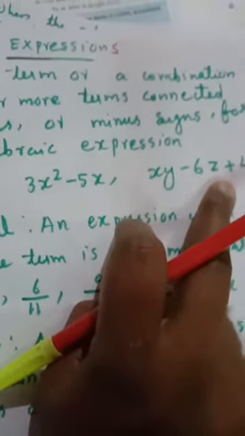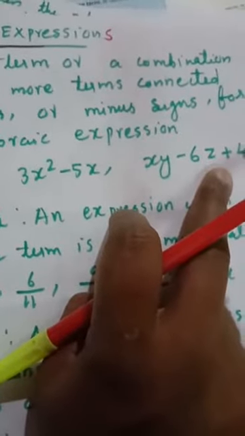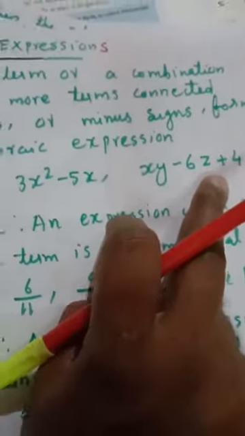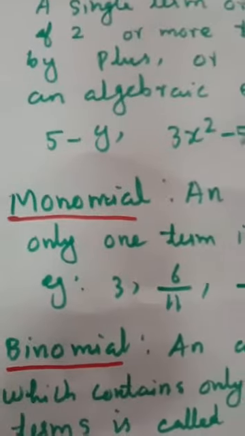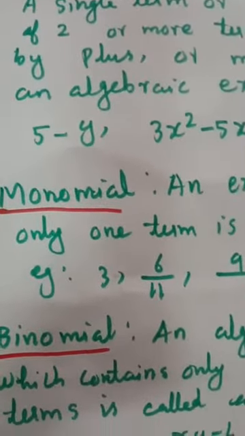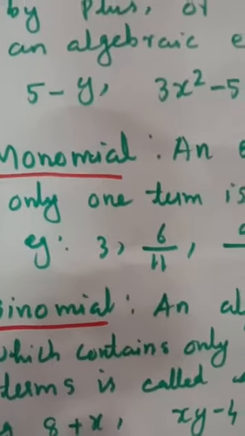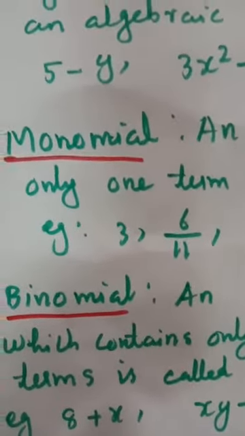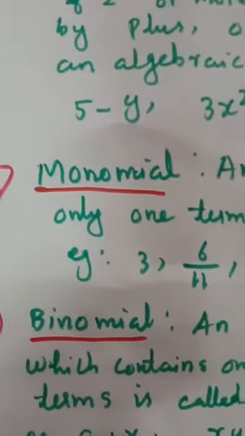Terms connected by a plus sign or minus sign are called an algebraic expression. Clear? Now, according to the number of terms, an algebraic expression is divided into monomial, binomial, trinomial, and polynomial or multinomial.